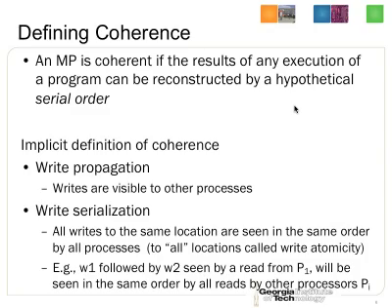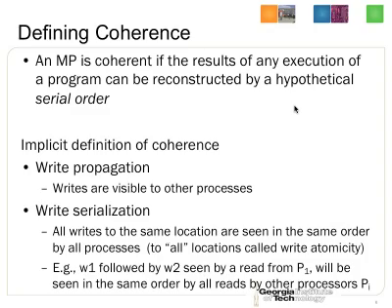So we're going to continue on talking about cache coherence. First, let's just quickly review what we mean by coherence. We say a multiprocessor is coherent if the results of any execution of a program can be reconstructed by a hypothetical serial order. So it means several things.